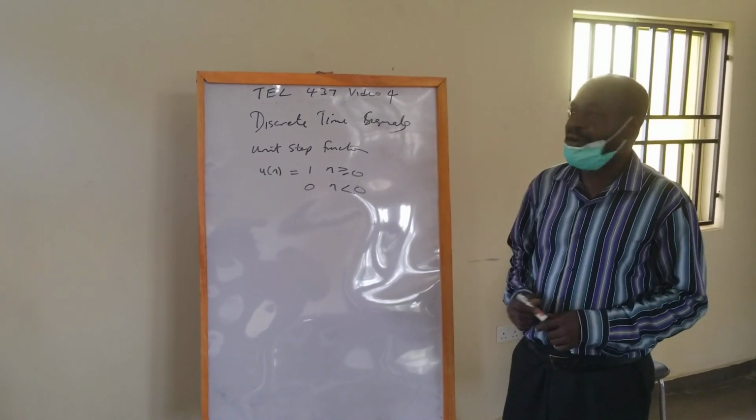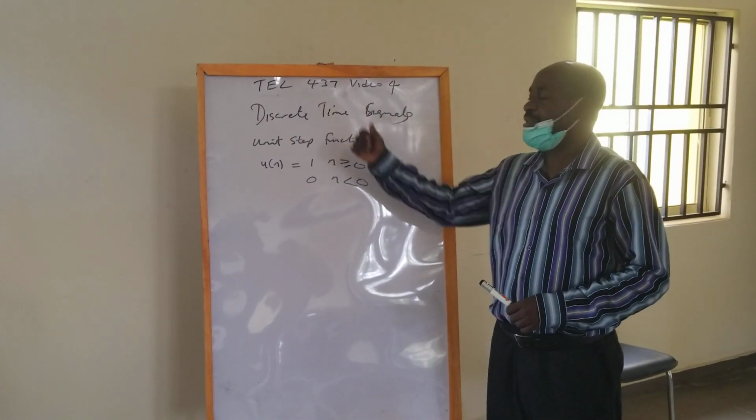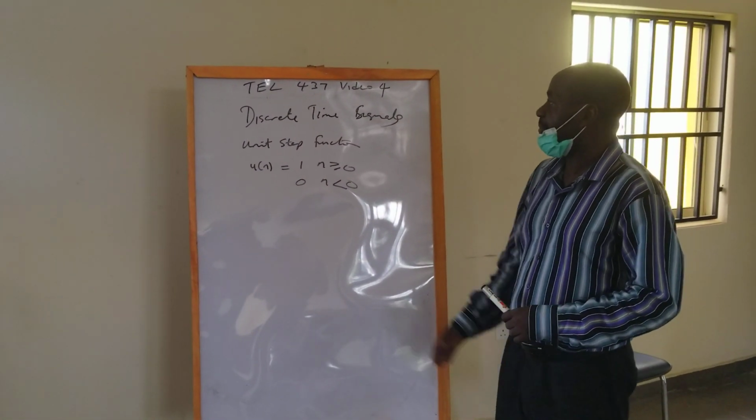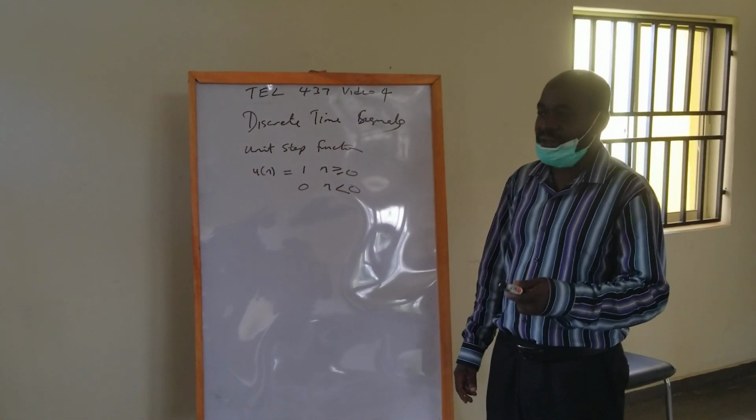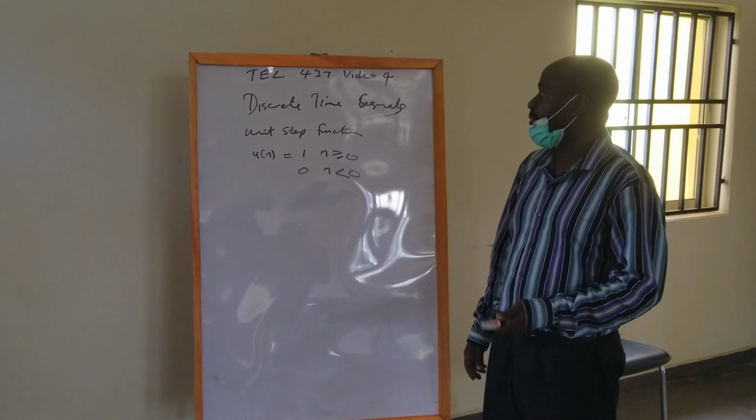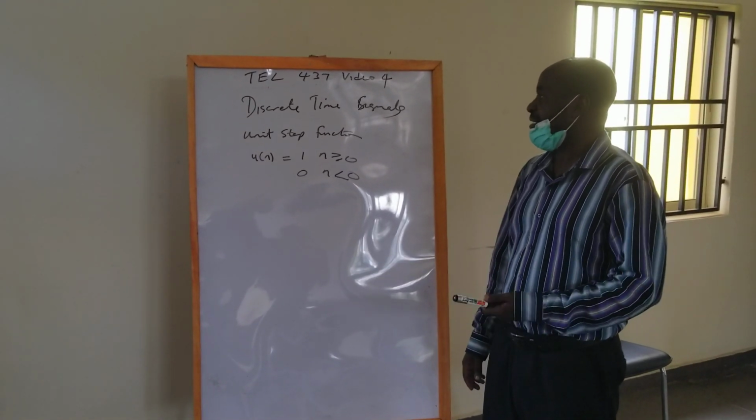This is our video 4. The course is 437 DSP. Now we are moving to discrete time signals. We have discussed continuous time signals in video 2 and I think 3.